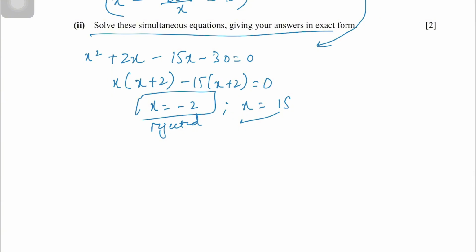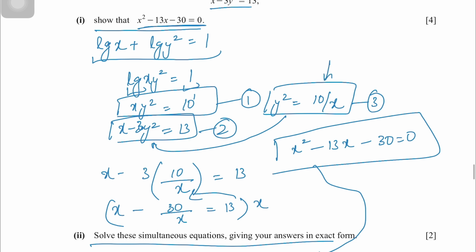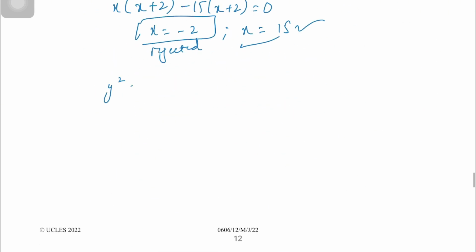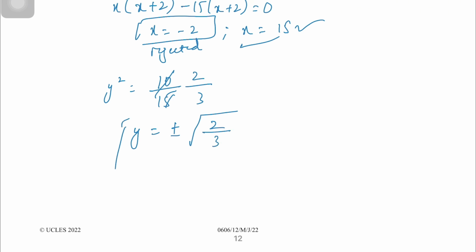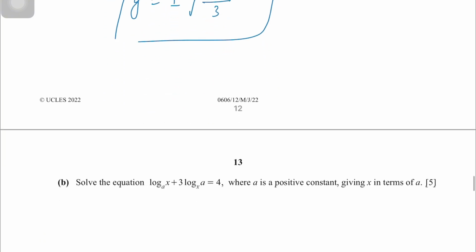Now we can plug in this x equals to 15 over here. So this would be y squared is equals to 10 over 15. We can cancel this out. So this would be 2 over 3. We have our y as plus minus root 2 over 3, right? So we have this solution. This is our x, this is our y, right?